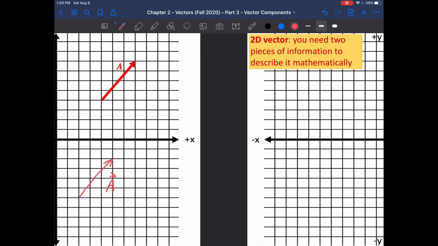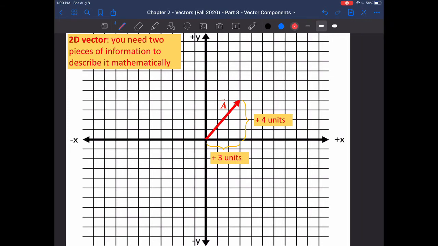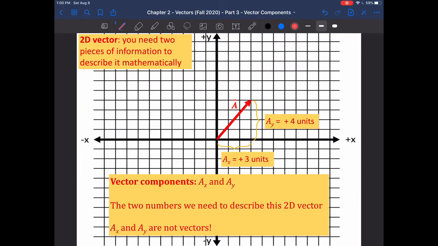Okay, so let's now define our vector using what we will call vector components. So I can recognize that this vector I could describe as having 3 units along the x direction and 4 units along the y direction. Okay, so I need 2 pieces of information to describe this vector. That seems like 2 good pieces of information to use. Okay, so we are going to call those vector components.